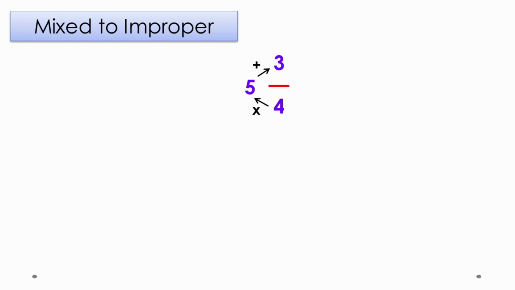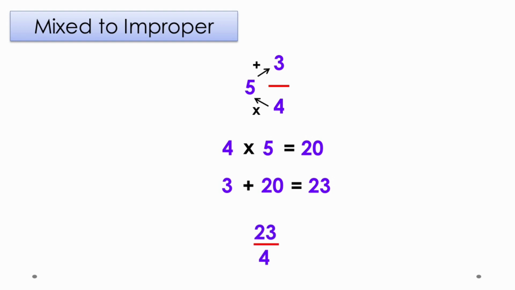As in this case, the denominator 4 multiplied by the whole 5 is 20. And then the numerator 3 is added to 20, which gives us 23 as the new numerator. Retaining the original denominator 4 gives us the new fraction as 23/4. So this was the conversion from mixed fraction to improper fraction.